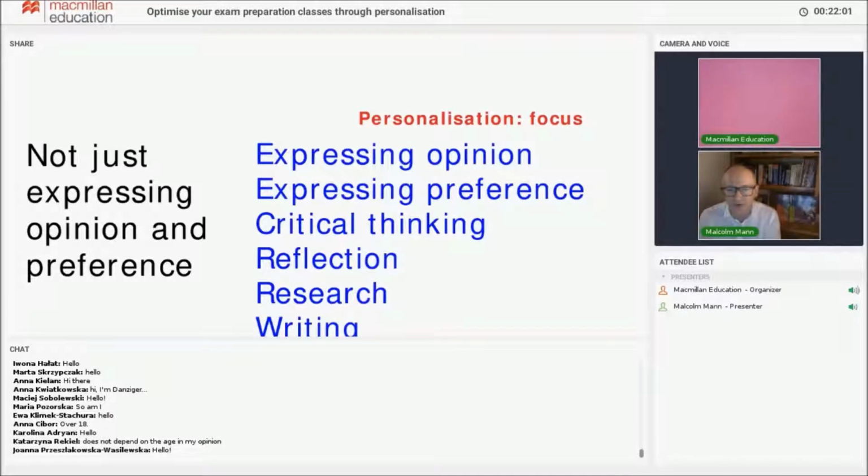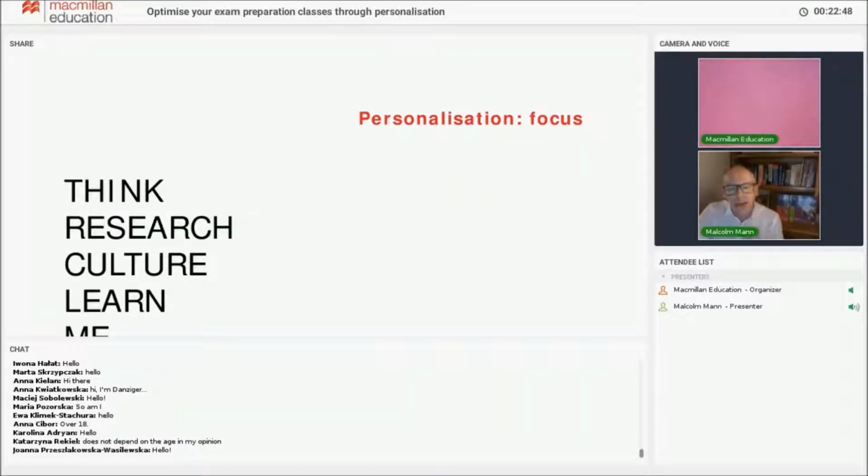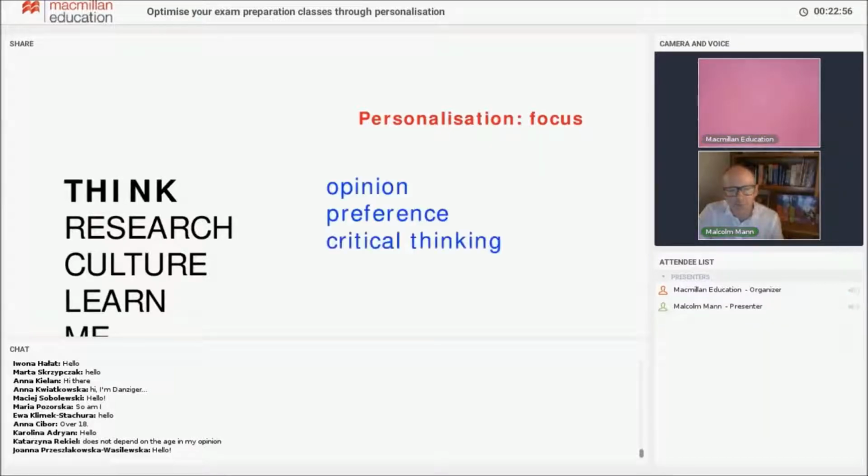Those are, of course, important. And so we continue to have expressing opinion and expressing preference, but also having a real focus on thinking critically about what you've read, what you've listened to, or the opinion of another student in the class. Reflecting, particularly in terms of reflecting on your studies, whether that's your studies in English or studies in other subjects. Doing research, writing as well as speaking, presenting, whether that's in written form or presenting to the front of the class, a very, very important life skill, and discussing with the group ideas. So we want to include all of those things into this new feature. And so after a bit of thought, we came up with 5 categories: think, research, culture, learn, and me.